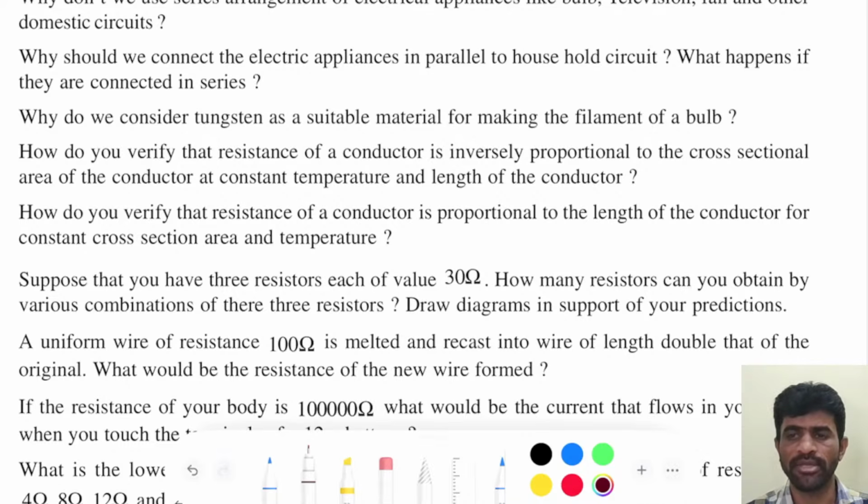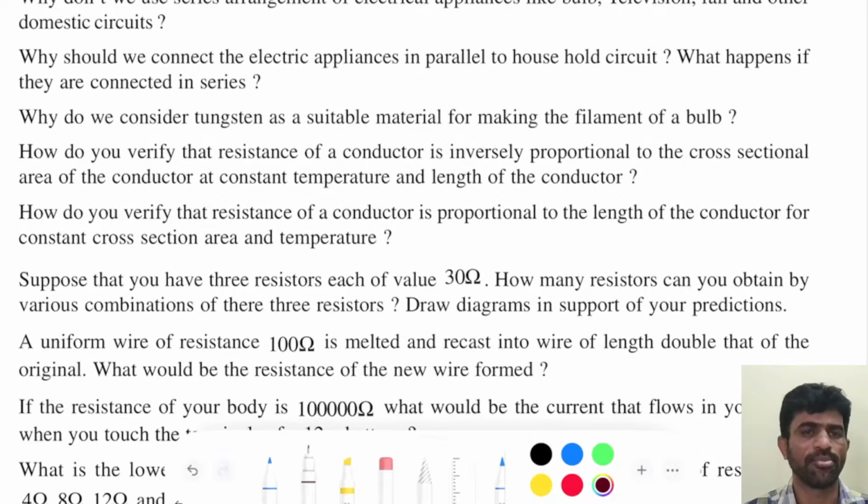Your observation will be: a conductor of less thickness shows more resistance, and a conductor of high thickness shows less resistance. Less thickness, high resistance. It is inversely proportional, no? So resistance and thickness change in opposite manner.